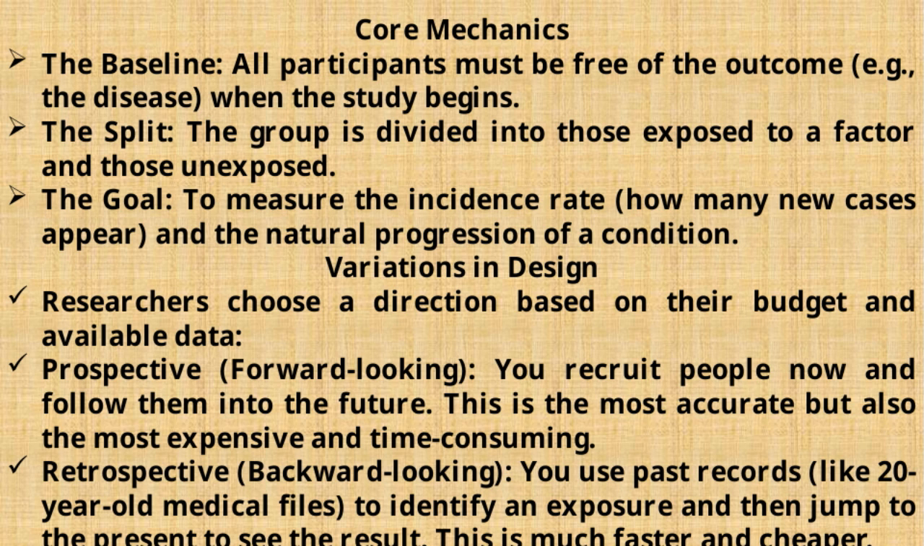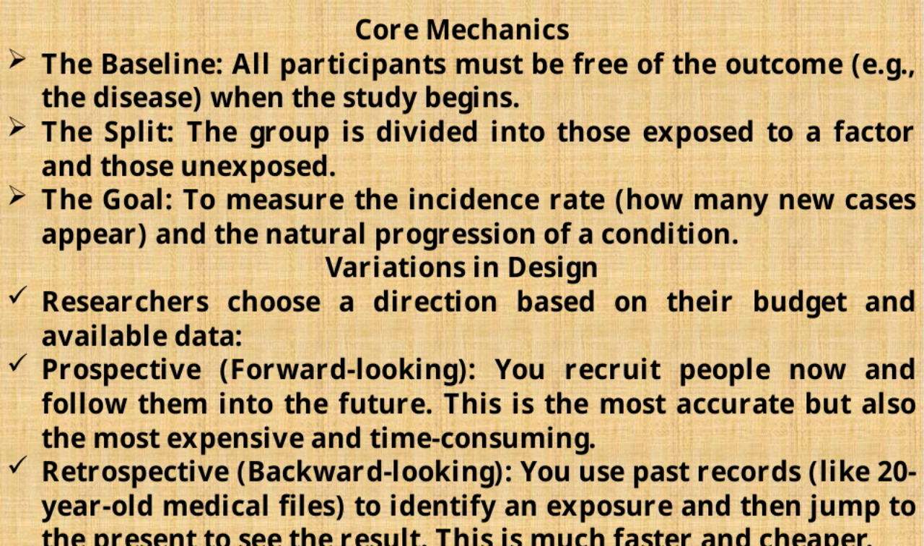Now, when it comes to variations in study design, researchers often choose their approach based on budget and data availability. For example, prospective studies are forward-looking. They recruit participants now and follow them into the future. These studies tend to be the most accurate because you're observing events as they happen, but they are also the most costly and time-consuming. On the other hand, retrospective studies look backward, using past records, like old medical files, to identify exposures, and then moving to the present to see what resulted. These are faster and more cost-effective, but they may have limitations in data quality.